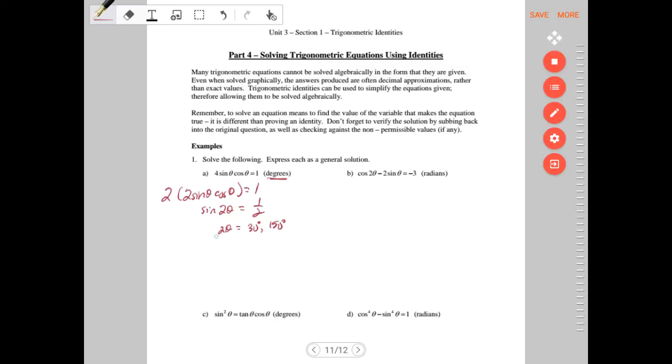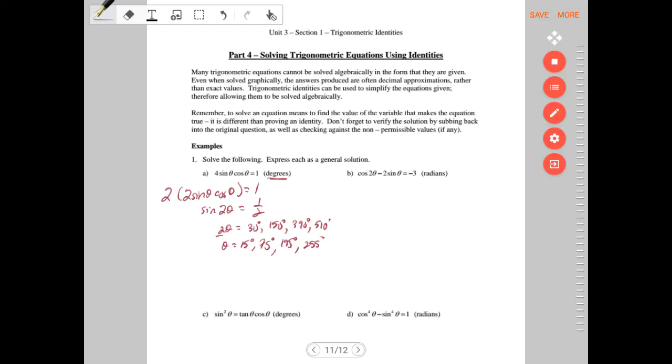Now, this 2 tells me that I have double the number of solutions. So I'm going to do a full rotation from 30 degrees, so that puts me at 390, and a full rotation from 150, so that puts me at 510. Now, to get theta alone, I have to divide every single thing by 2. So theta will equal 15 degrees, 75 degrees, 195 degrees, and 255 degrees.